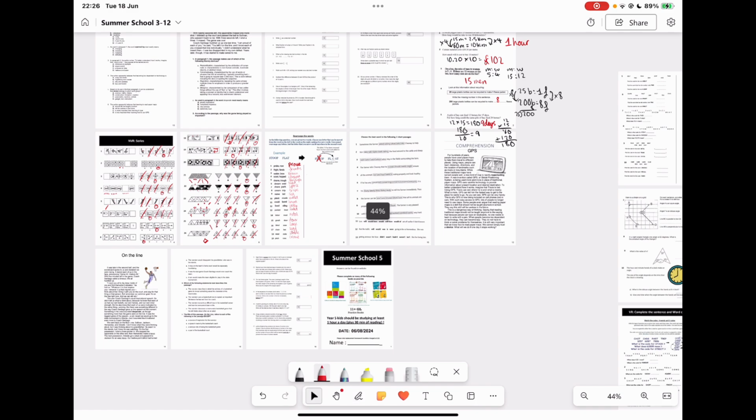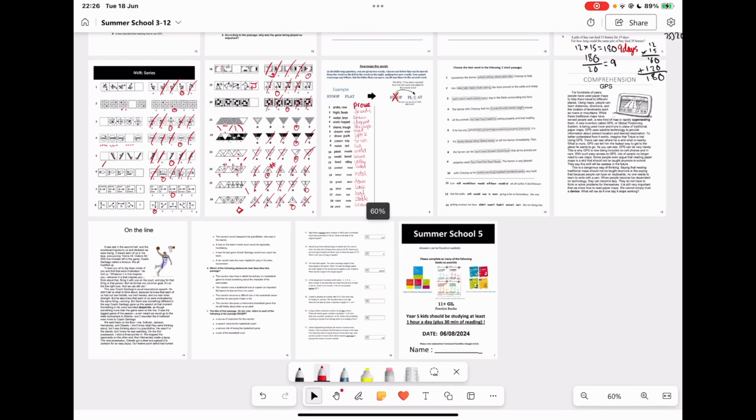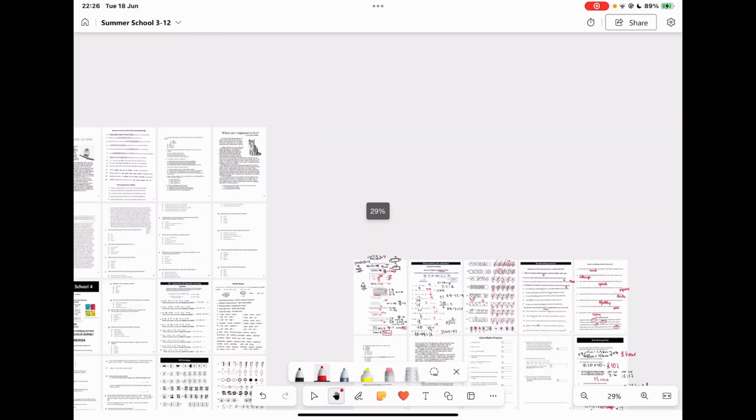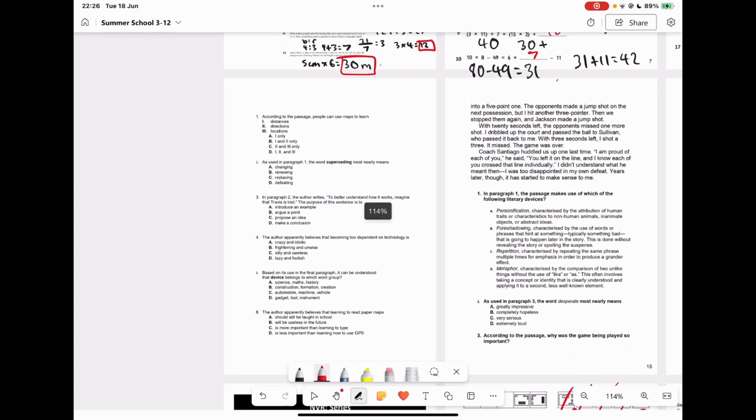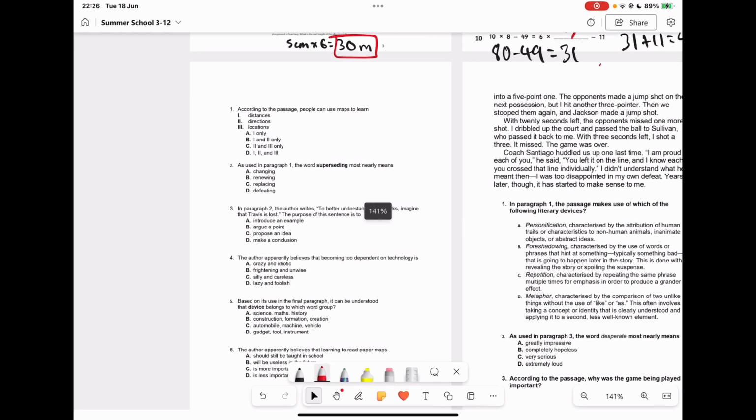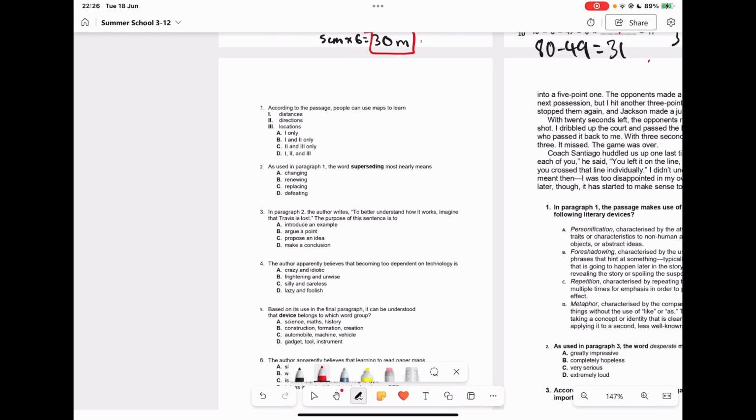So let's find page 13. Page 13 is here. Okay, so according to the passage, people can use maps to learn: 1. Distances, 2. Directions, 3. Locations. So we know that this is the case, and all 3 of them are true. As used in paragraph 1, the word superseding most nearly means changing, renewing, replacing, defeating. This will be replacing.